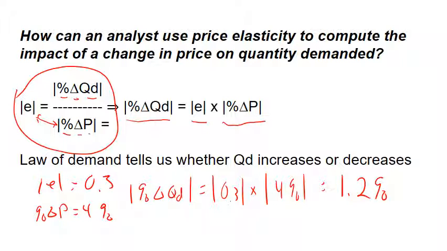We see here that price is rising by 4%. Since price goes up, the law of demand tells us the quantity demanded goes down. So we can conclude that the quantity demanded decreases by 1.2%.